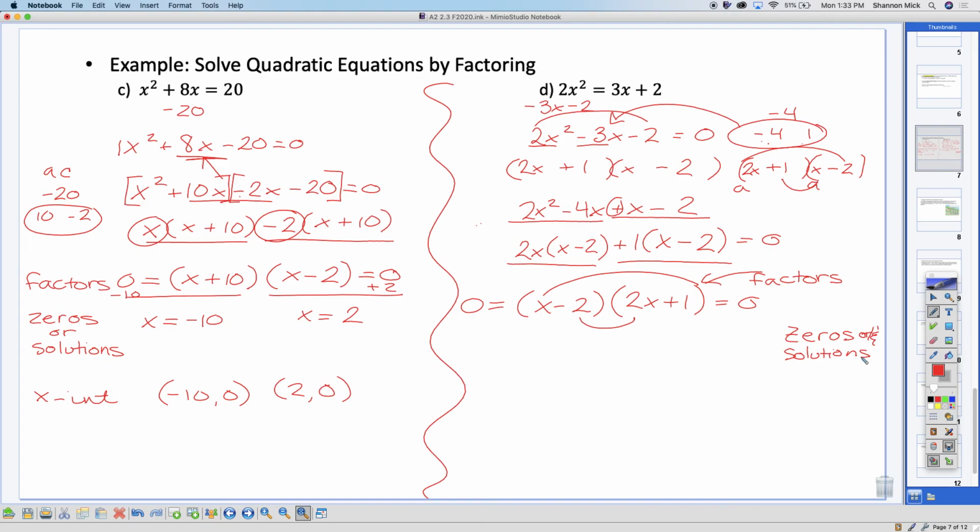Guys, it's really funny because you're like, how do I find the zeros of a function? Set it equal to what? 0. And it kind of tells you in the name, right? So add 2 here, and add 1 here, divide by 2. Okay, so I have zeros, solutions, now x-intercepts. Negative 1/2, 0, and then 2, 0.